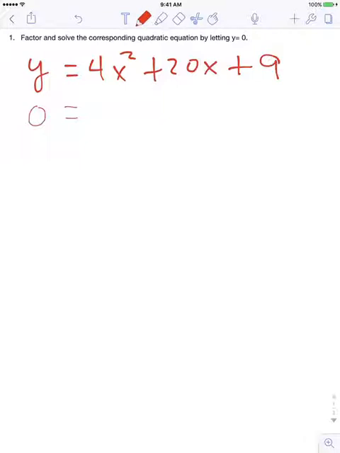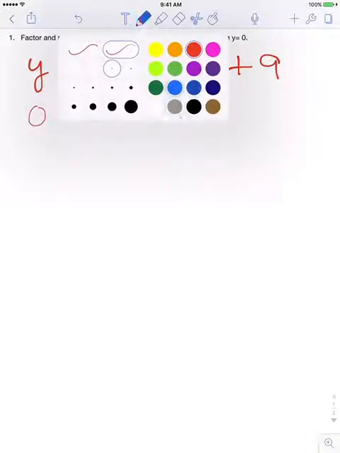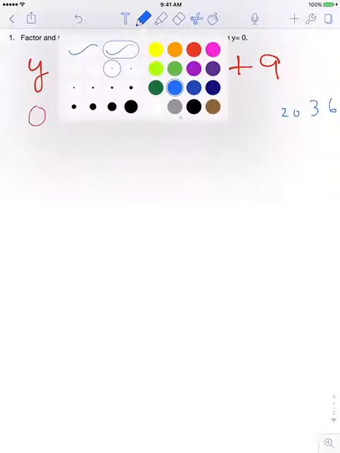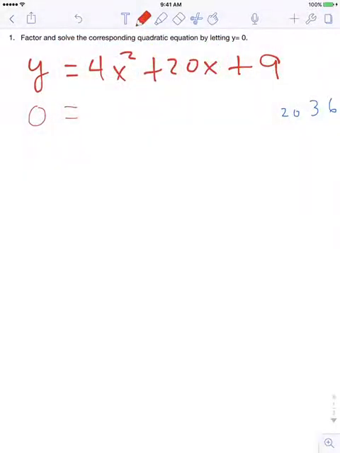So to do factor by grouping, we have to do our product and sum. In this case, we're going to multiply our first term by our last term. So 4 times 9 is equal to 36. And our sum is 20. So what we multiply will give us 36, and when we add, will give us 20. In this case, right away, I know it's 2 and 18. 2 plus 18 is 20, that's our sum, and 2 times 18 equals 36.